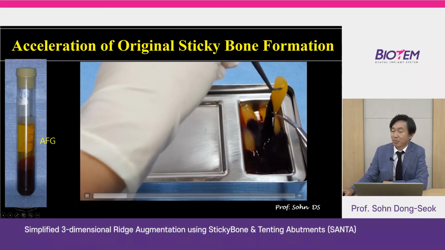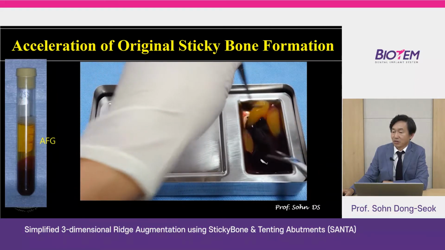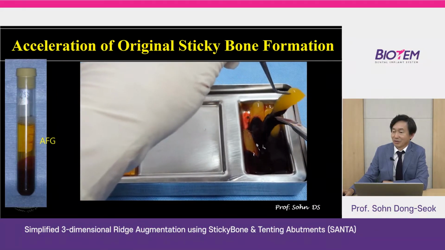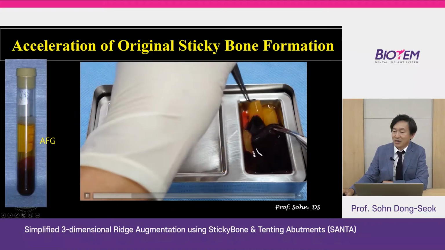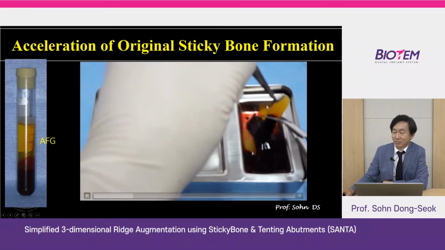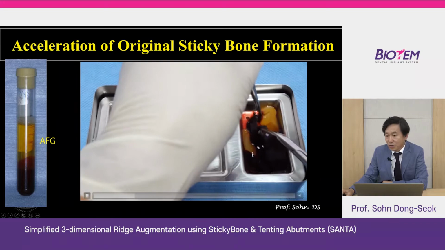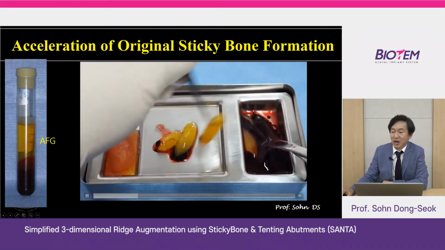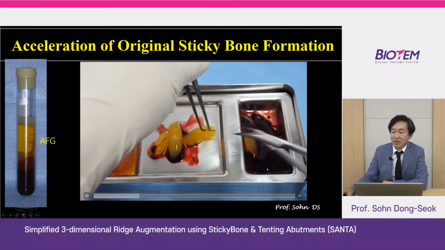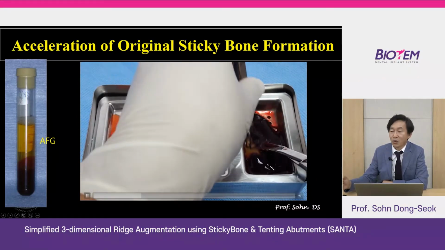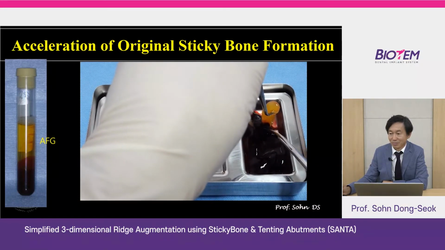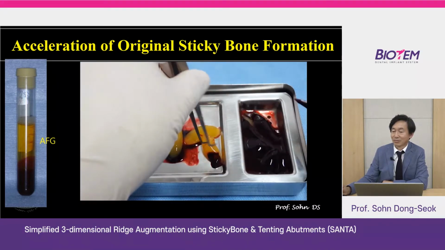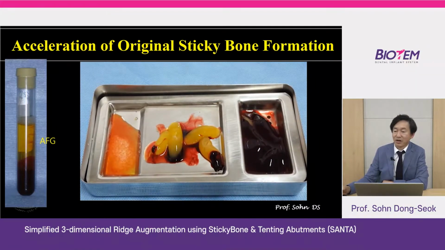Hold the CGF block with cotton pliers and cut the RBC layer. Make sure to get a little portion of the RBC layer. This RBC layer contains coagulation factors such as platelets.